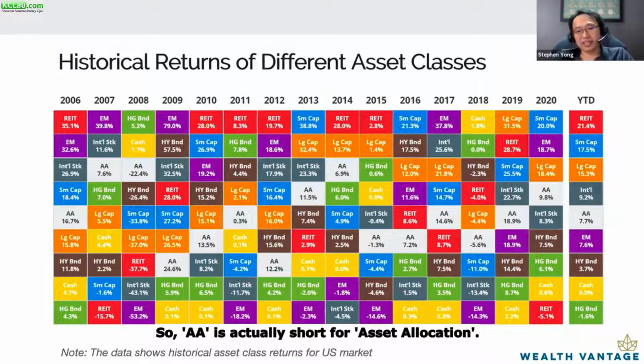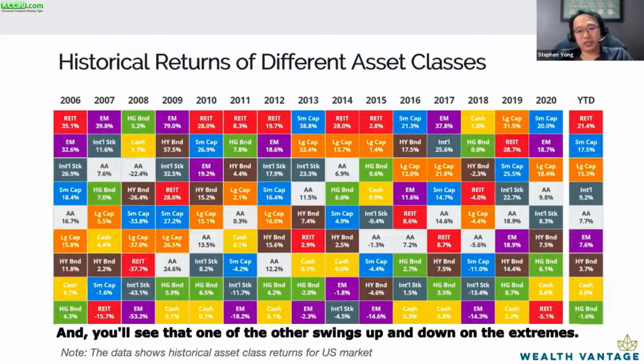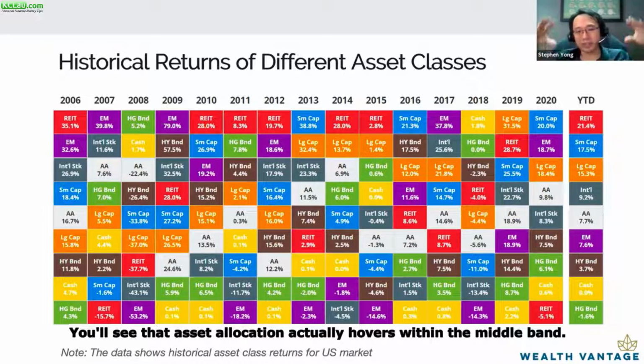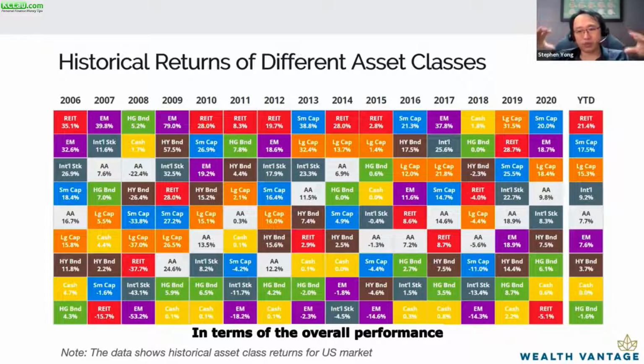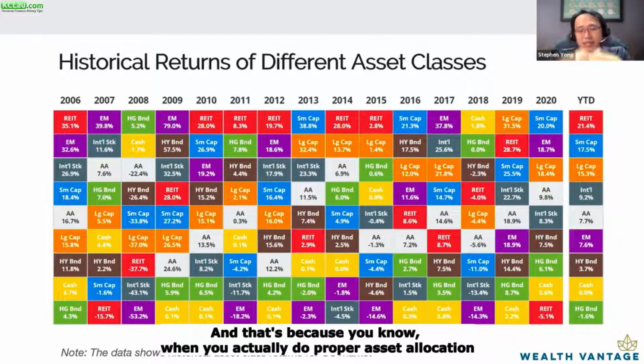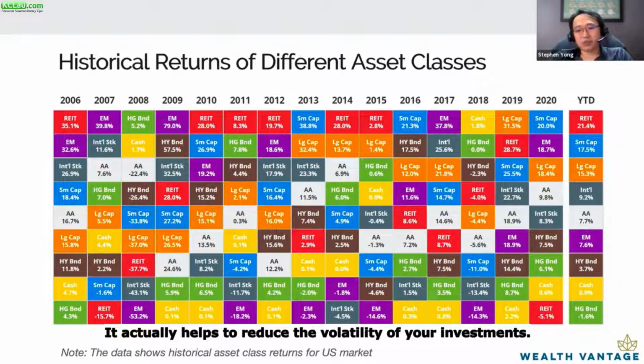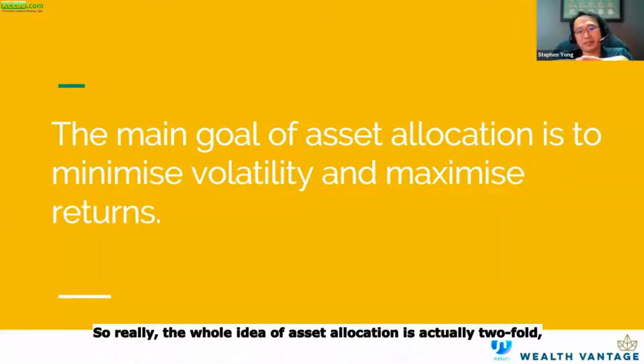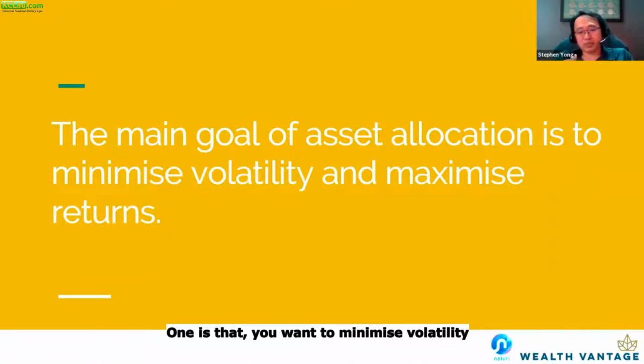All right. So AA is short for asset allocation, and you'll see that while the others swing up and down on the extremes, the asset allocation hovers within the middle band in terms of the overall performance. That's because, when you do proper asset allocation, it helps to reduce volatility of your investments. So really the whole idea of asset allocation is twofold. One is that you want to minimize volatility as well as maximize returns.